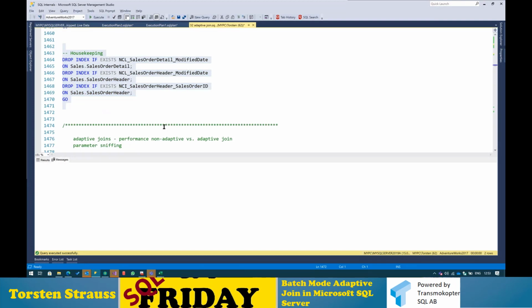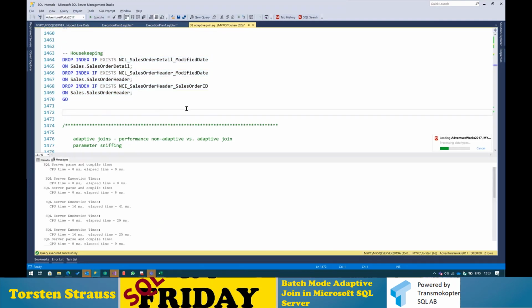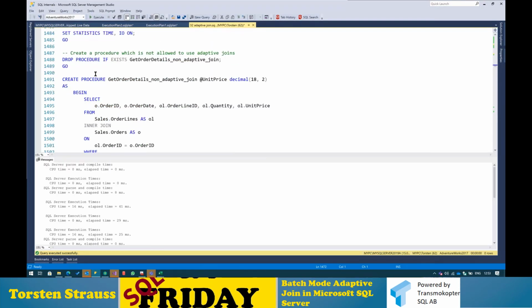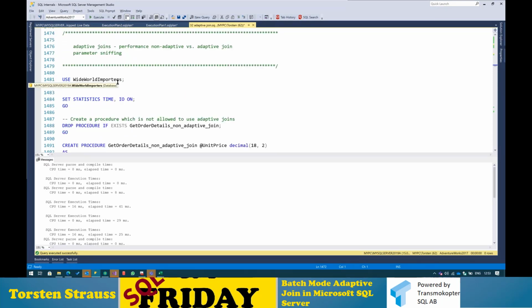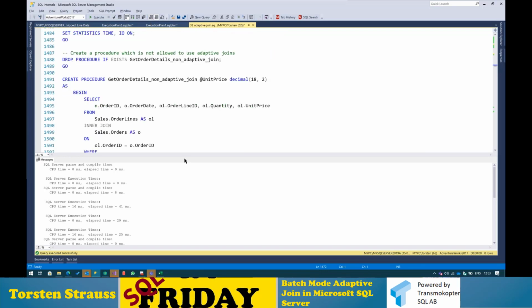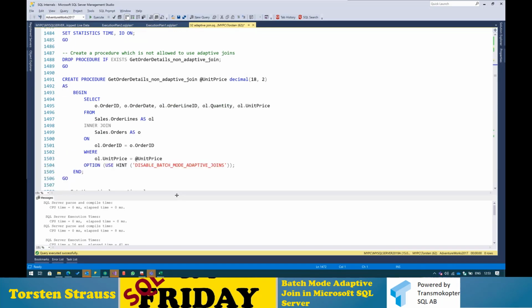Now that we understand how the adaptive join works, it is worth considering why an adaptive join is beneficial. Consider the following: we have a stored procedure, and I do not want to implement it because I'm running out of time, but I will show you the findings, which is much more important than just executing the example here.